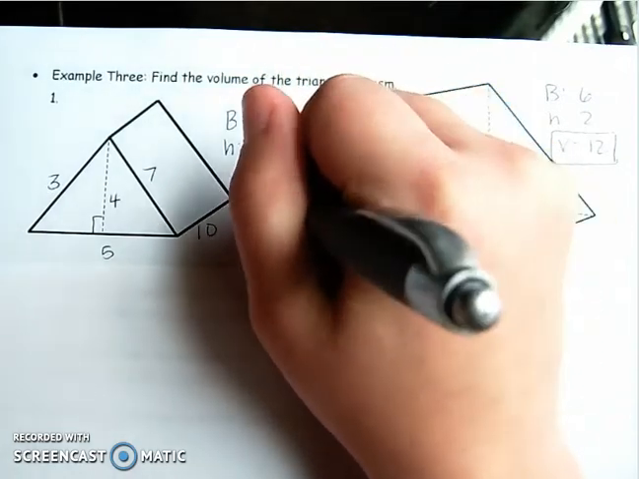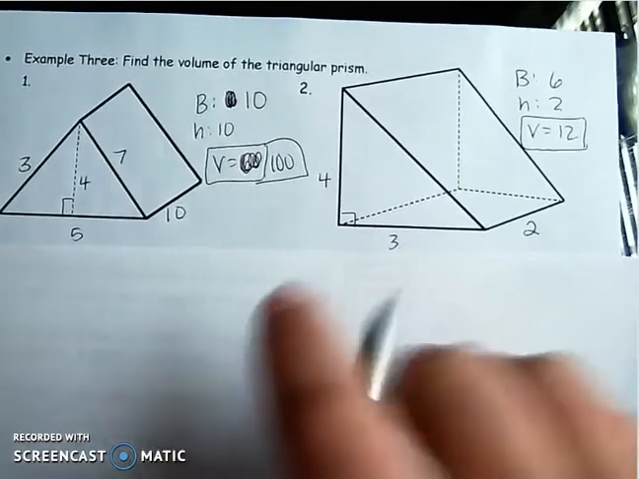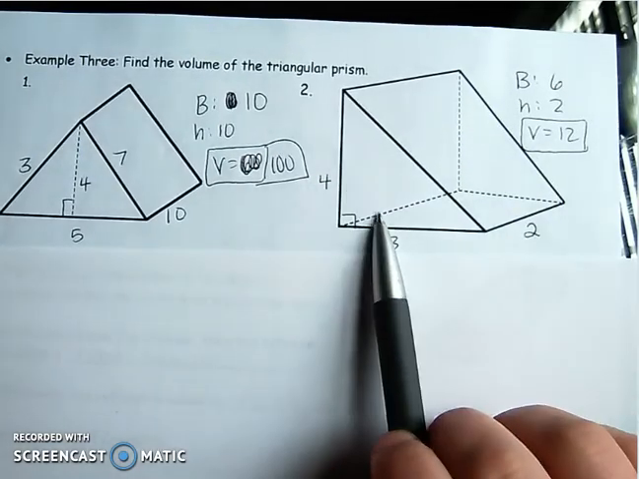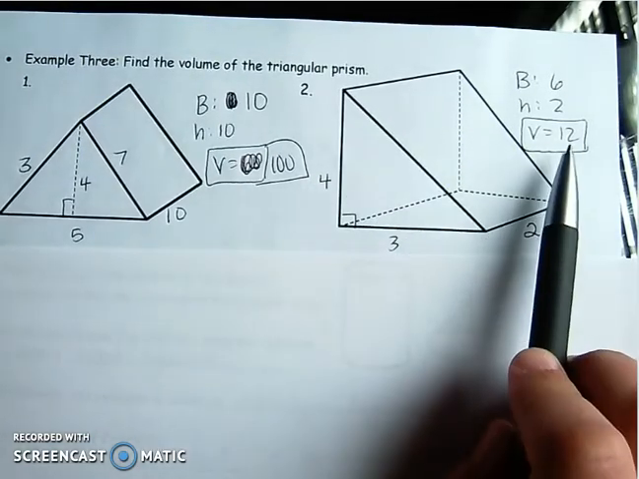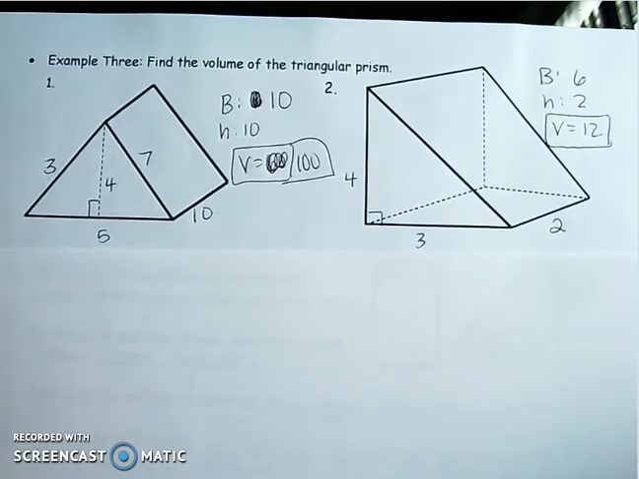I have no idea where the 6 came from. I apologize for that. In this case, the area of the base is 6 times the height, which is 2. So 12 would be your volume. So area of the base times the height. If you have any questions about prisms, please ask Miss Lewis now.